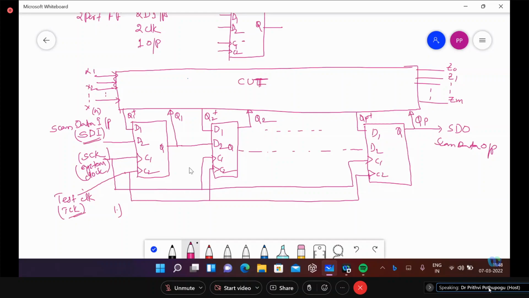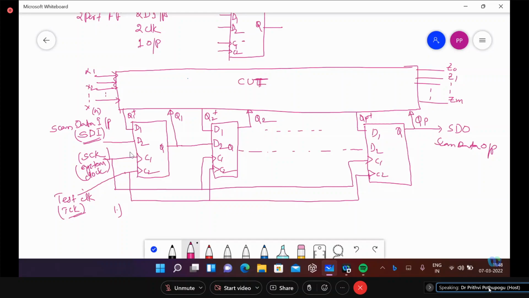Now, this test vector will be applied along with your X values, that are your present inputs at that moment, and give sufficient time to propagate these inputs along with SDI onto the circuit you are testing, to generate the new values of Z and Qs. These are your outputs generated based on the scan data in and the present value of inputs.